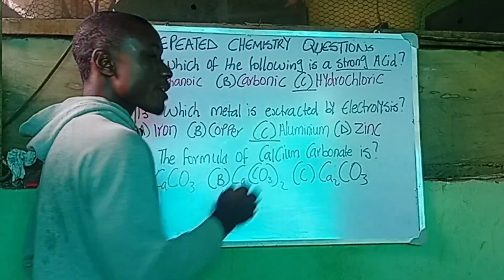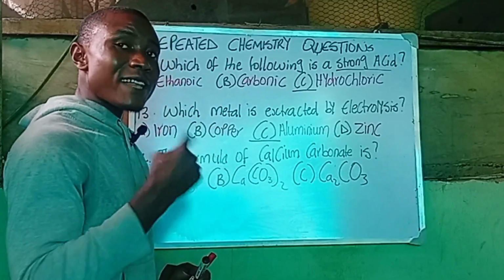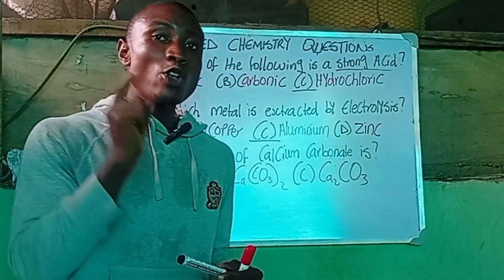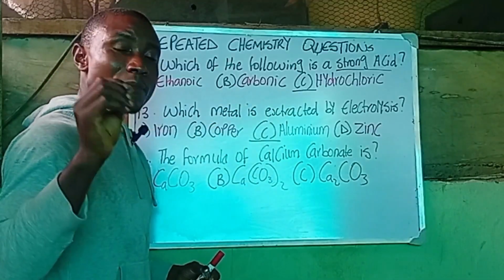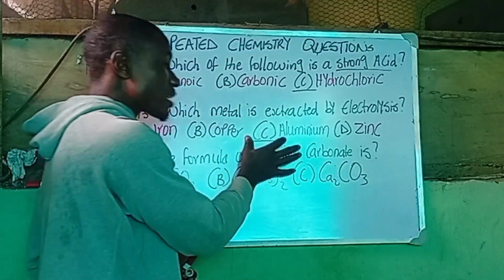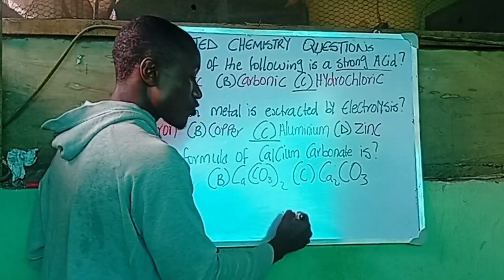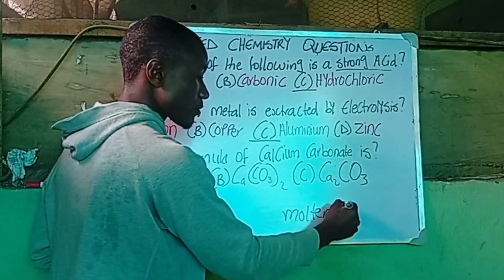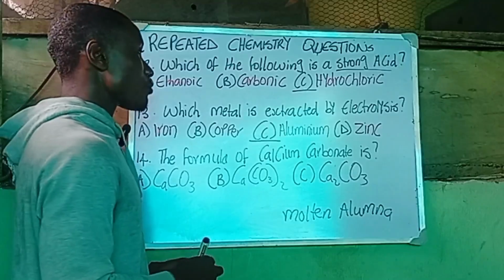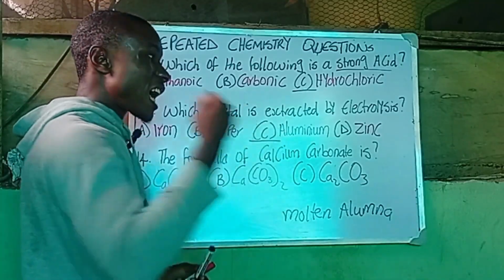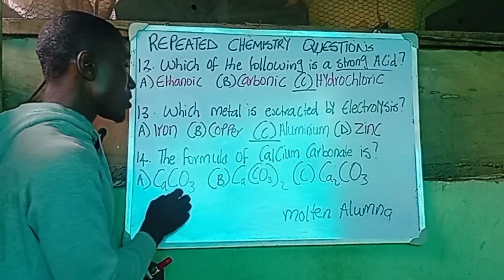Aluminium is so reactive that it cannot be extracted by reduction with carbon. So the best way we get aluminium is through the electrolysis of molten alumina. That is where we are able to extract aluminium. So the correct option there is option C.